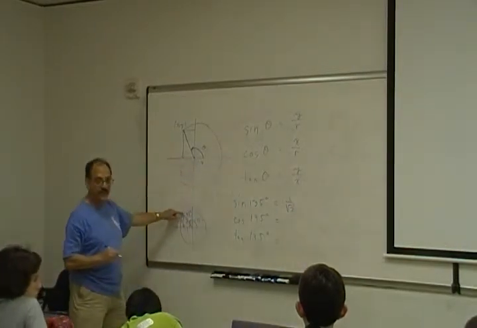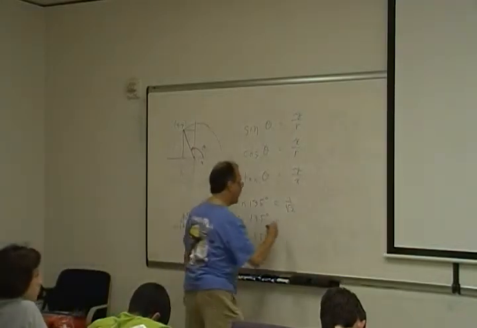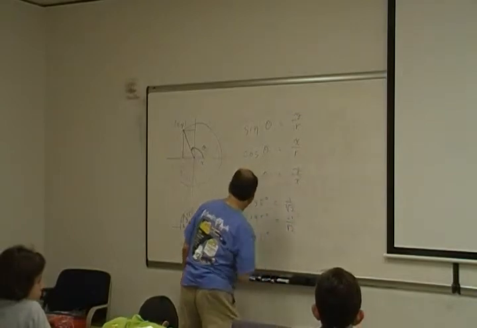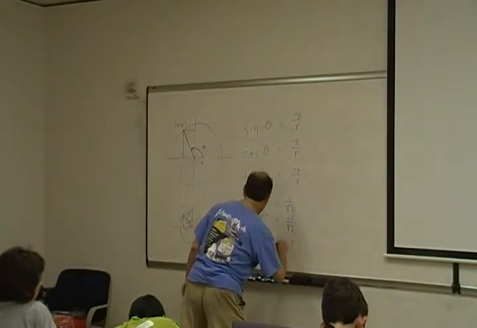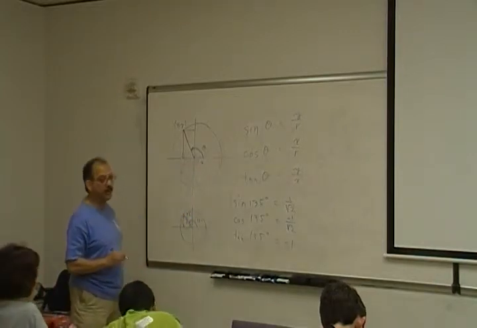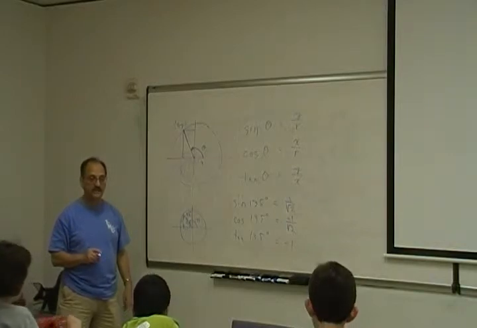Okay, so what is the sine of 135? Sine is the y coordinate over r. So what is the y coordinate of this point? 1 over square root of 2. And the x coordinate is? Negative 1 over square root of 2. So this cosine is negative 1 over square root of 2. And the tangent? Negative 1. 1 over negative 1 would be negative 1. Everybody got that?